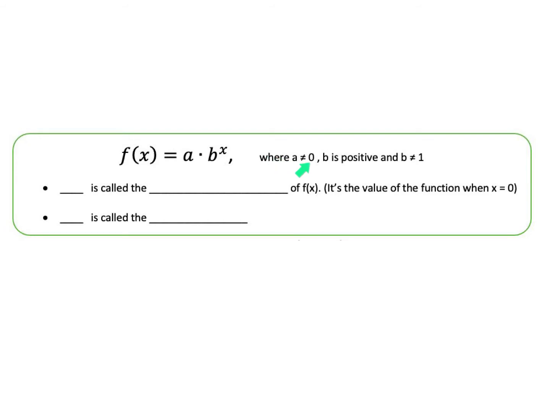And there are some conditions on this, where a cannot be 0, because if it were, this would just be a constant function. It would all equal 0. B has to be positive, and it can't be 1.